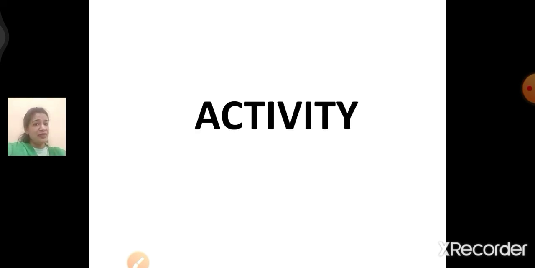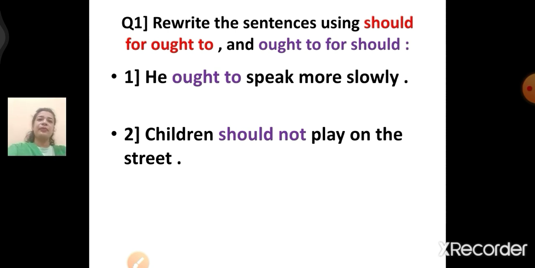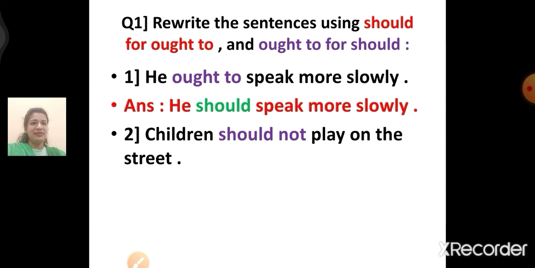Now children, we will start with our activity. Rewrite the sentences using should for ought to and ought to for should. He ought to speak more slowly. Yes, he should speak more slowly. Very good. See the second one, children should not play on the street. Children ought not to play on the street.